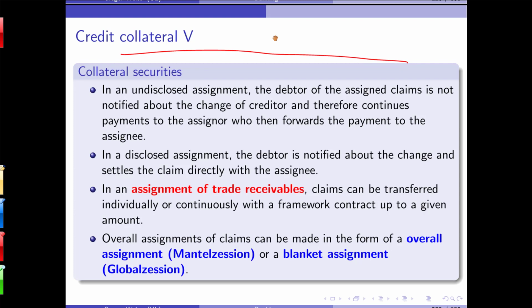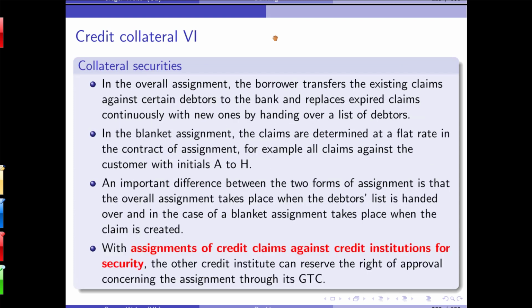Loans to banks. We've talked about the different types of assignments. I gave you this disclaimer that most of the translations are a little bit suboptimal, I would say. This is simply due to the fact that they are all translated from the German law system. So we have the Mantelzession, Globalzession, overall assignment, blanket assignment, and we shortly talked about the difference between the two.